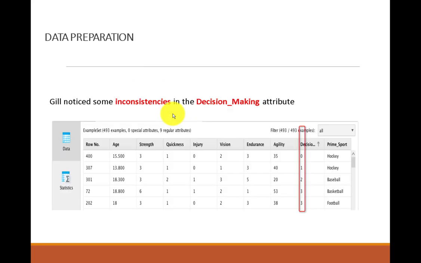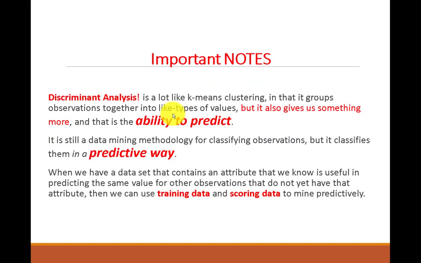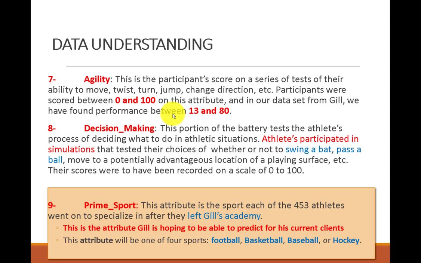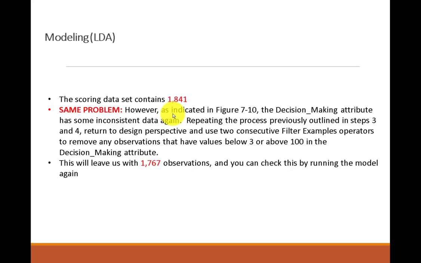However, he was concerned about the decision making because highly likely his students scored really higher than 0 or 3 in his high school academy. And he also noticed that some of them scored even higher than 100. Remember, the maximum is 100. So he noticed there's something wrong with this data. The purpose of doing this is just to show you how you can clean up your data when you are having problems with the data. So we have to pay attention to what's going on.